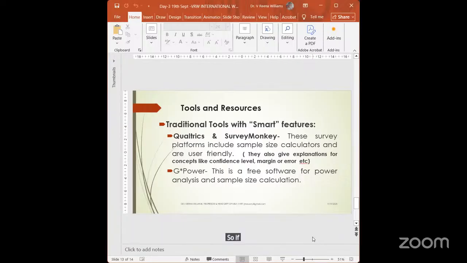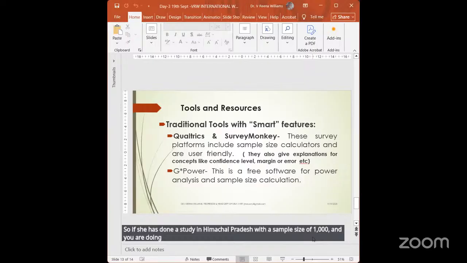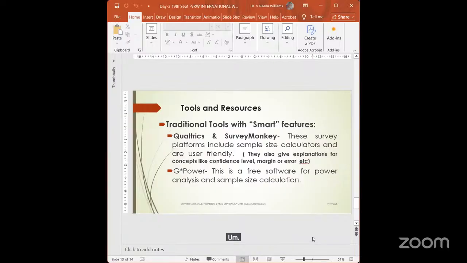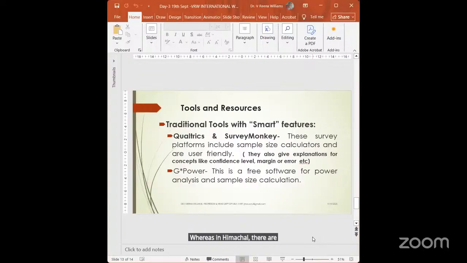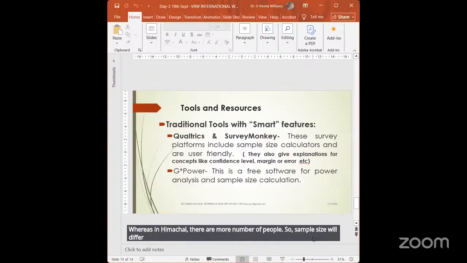So if she has done a study in Himachal Pradesh with a sample size of 1,000, and you are doing a study in Tamil Nadu or Kerala with a sample size of maybe 50 or 100, the difference is there because your area is like that, where you have very few people working on mural art. Whereas in Himachal, there are more people. So sample size will differ according to the place.